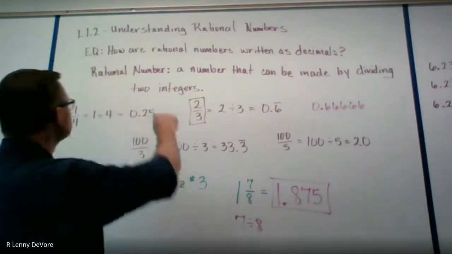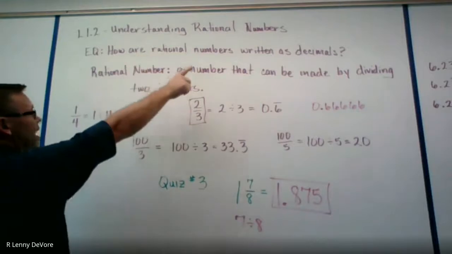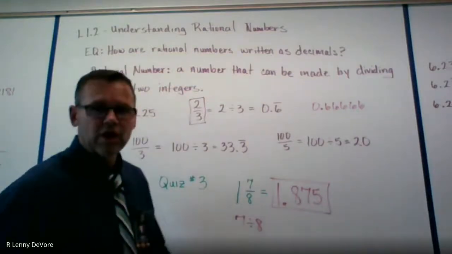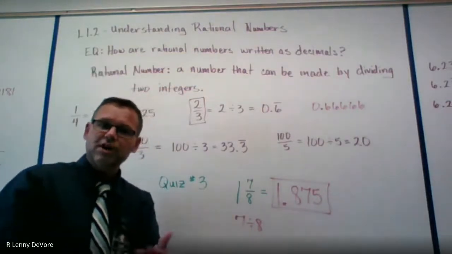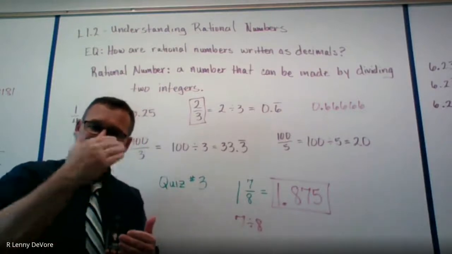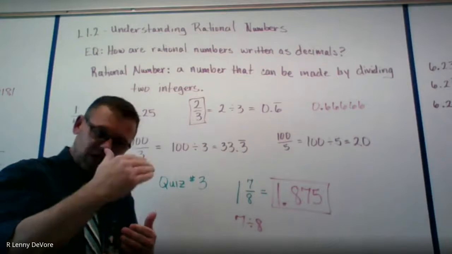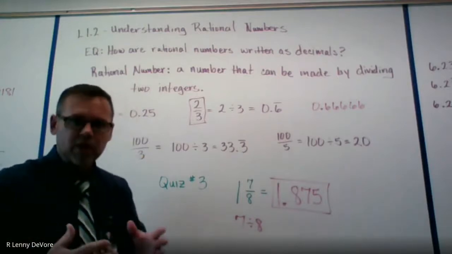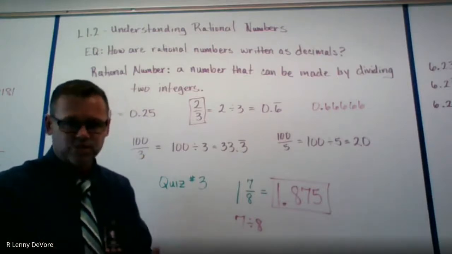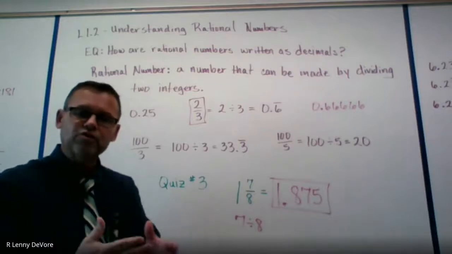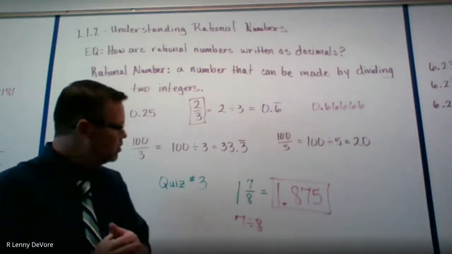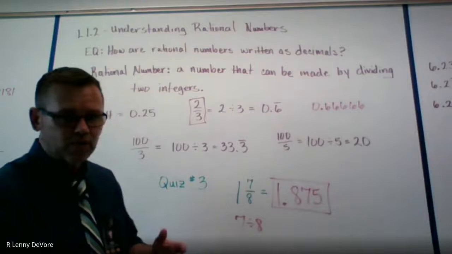Okay, so our essential question is, how are rational numbers written as decimals? We put them into a fraction, and then we divide the numerator by the denominator, the top number by the bottom number, and that will give us the decimal. Okay, guys, and we're allowed to use a calculator with this, so make sure that you use one. So here are some examples that I wrote down.